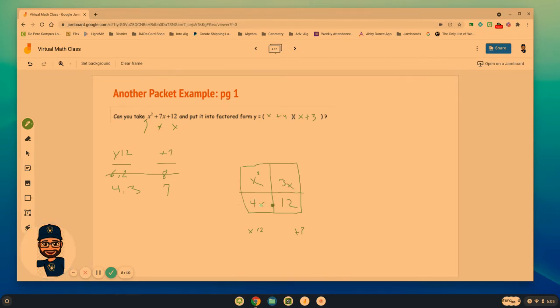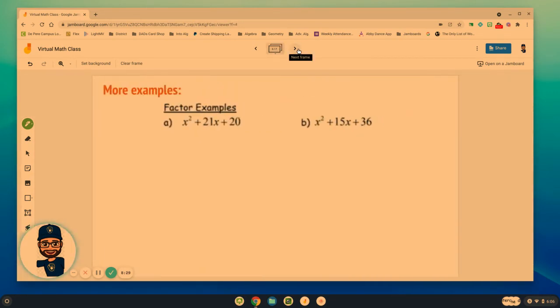What goes into 4x and 12? That's a 4. What goes into x squared and 3x? That's an x. What goes into x squared and 4x? That's an x. What goes into 3x and 12? That's a 3. And there are those two factors. All right, so there's two different ways you can go about kind of factoring these.